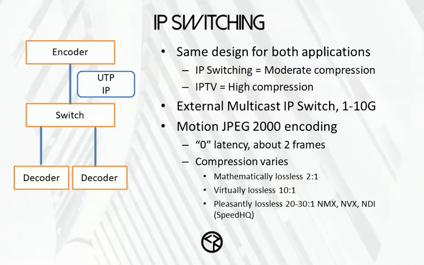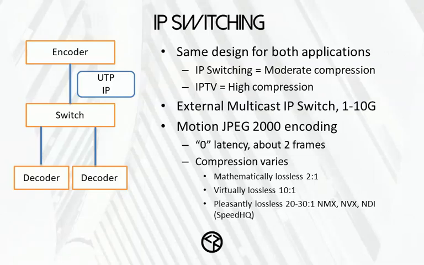So you'll see various terms. The main term you'll see is mathematically lossless. That's when you're compressing the video by about 2 to 1, and that means if you measure it, there's not a lot of loss in video quality. Visually lossless means that there's no loss as far as you can tell, and that's about a 10 to 1 ratio. There's another one they don't have a term for, but I'll call it pleasantly lossless, where you're really going to more like 20 or 30 to 1.